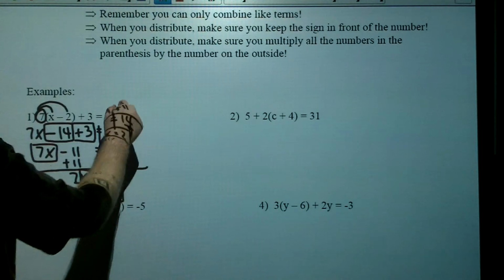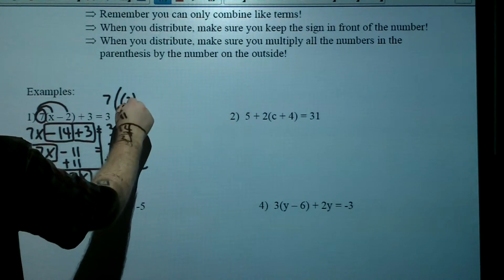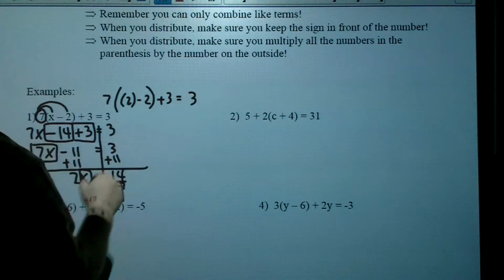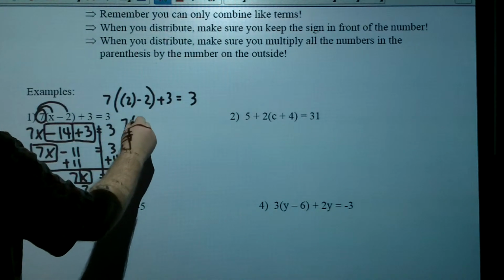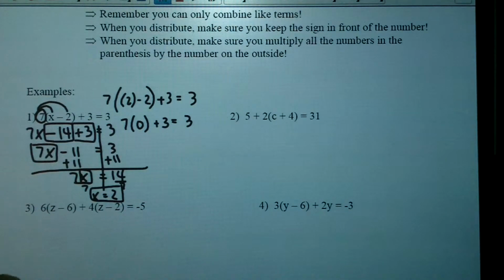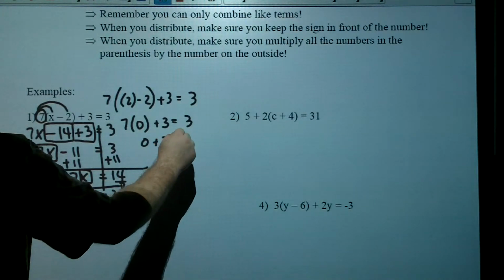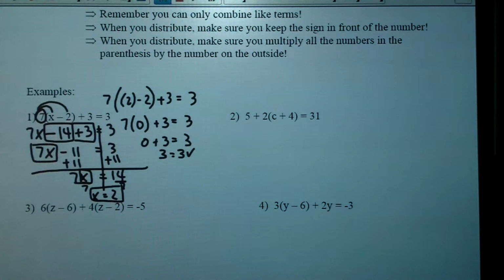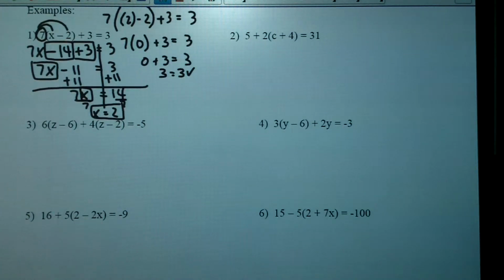To check my answer, I plug it into the original equation. 7 times 2 minus 2 plus 3 equals 3. Parentheses are first, so 2 minus 2 is 0. 7 times 0 plus 3 equals 3. Do multiply next. 7 times 0 is 0. Plus 3 equals 3, and that's true. So again, the farther we go through the chapter, the harder the checks are. They take a little longer, but it's worth it in the end.